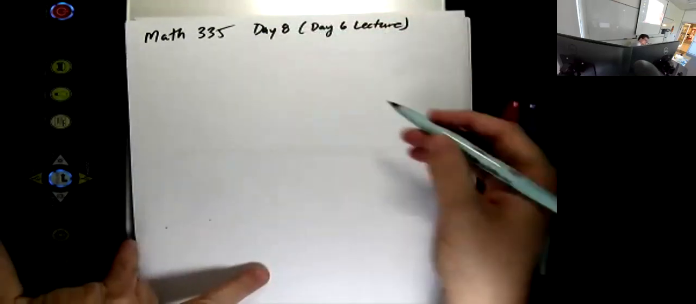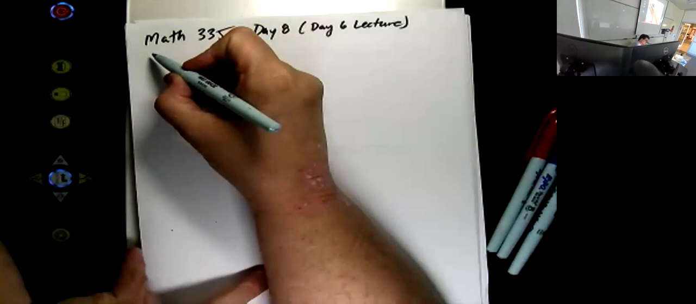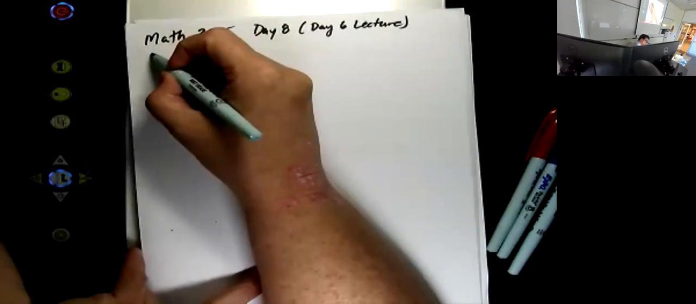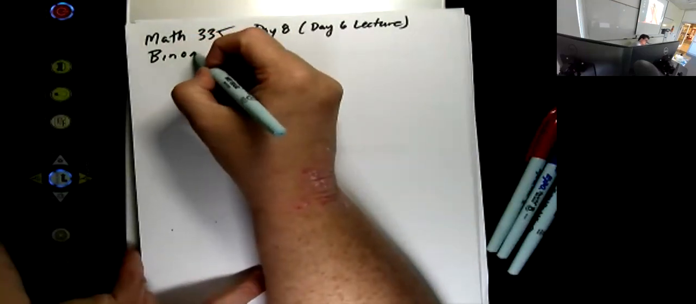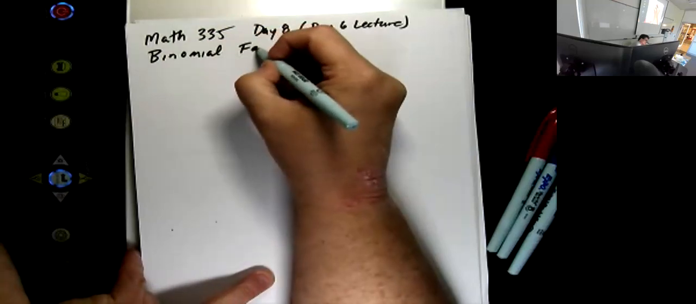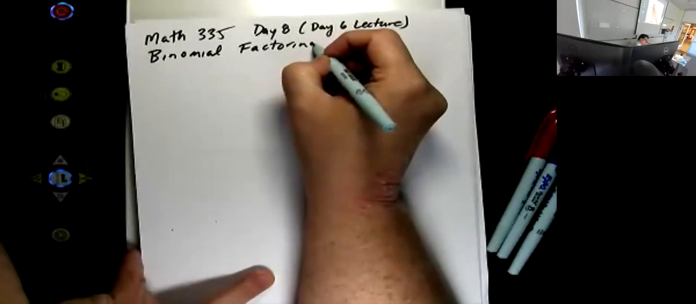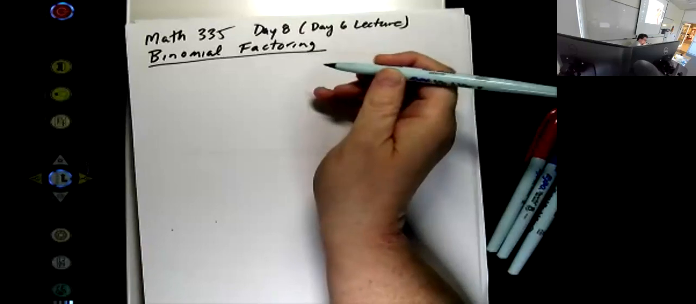And the harder thing we were doing were binomials. That was like a big thing. Binomial factoring was what we were covering the most last time. So let's take a look at that.